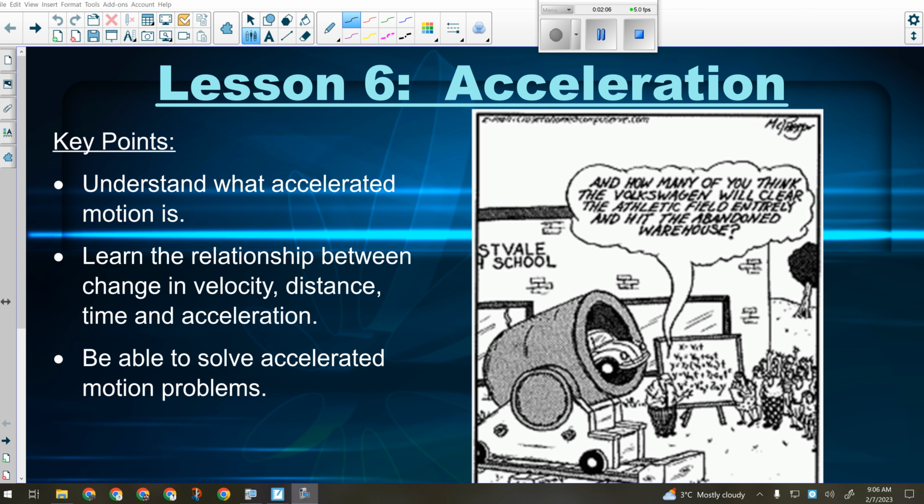Okay? So what is accelerated motion? Any change in velocity over time. Speeding up, slowing down, doesn't matter. We're talking about any change in velocity. We're going to look at the relationships between change in velocity, distance, displacement, time, and acceleration. We'll be looking at some formulas that don't just contain velocity and time, they'll also contain displacement. And then be able to solve accelerated motion problems. So there's going to be a fair amount of algebra starting today. No more just manipulating v equals d over t. Now we're going to have more complex formulas that we will have to manipulate.